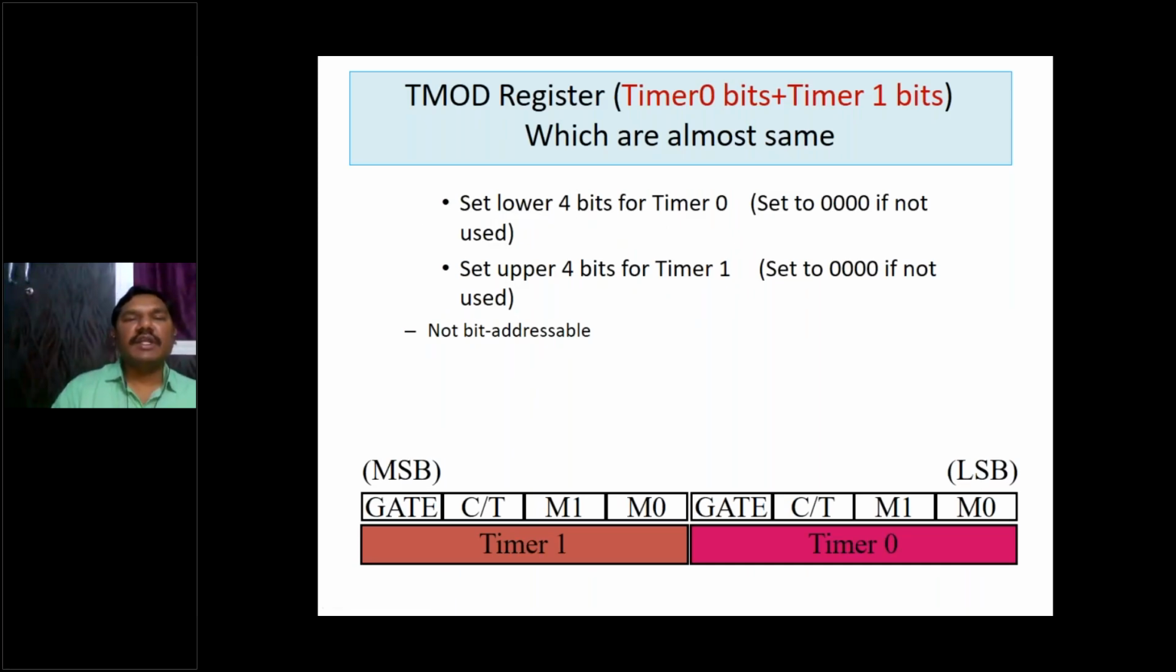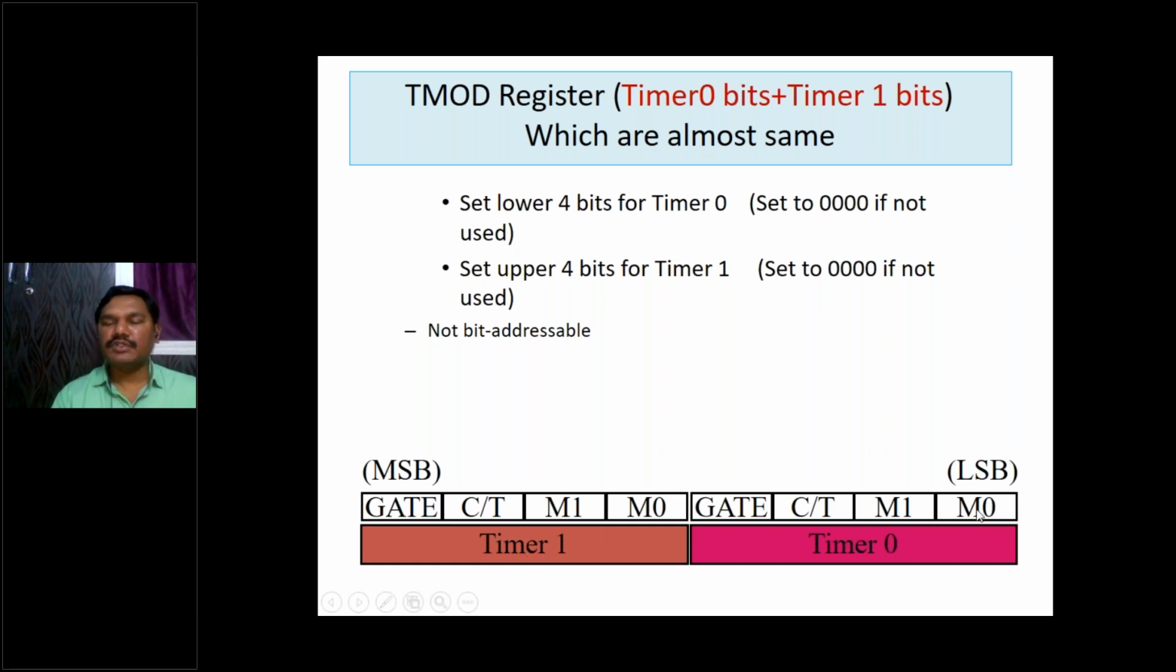So there are two registers besides T0 and T1, the TMOD register and the TCON register. TMOD stands for timer mode register. It has 8 bits, 1, 2, 3, 4, 5, 6, 7, 8 bits. So this is the first bit, bit 0, and this is the 7th bit. So total 8 bits. The first 4 bits and the next 4 bits are the same, because the first 4 bits operate timer 0 modes and the next 4 bits operate timer 1 modes.